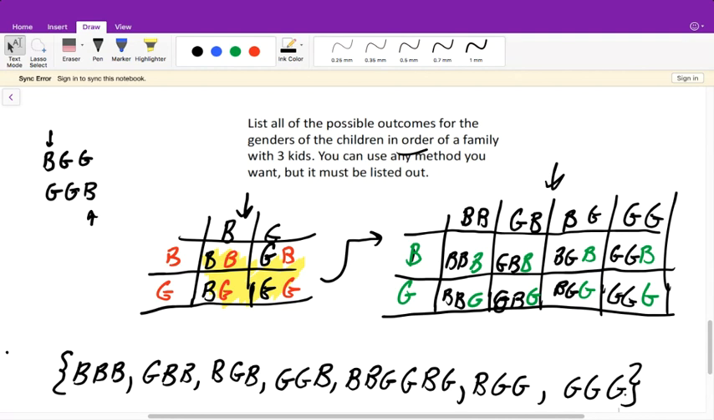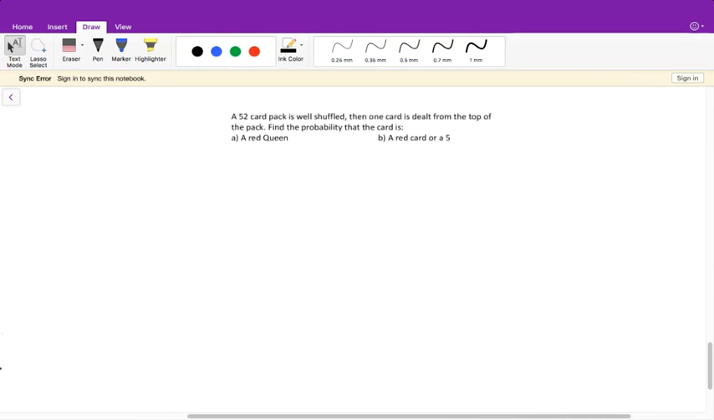It is your call. All right, here, a 52 card pack is well shuffled, and one card is dealt from the top of the pack. Find a probability that the card is a red queen. All right, so first, we have 52 cards. So I know for A, it's going to be something over 52. All right, then I got to figure out how many red queens I have.